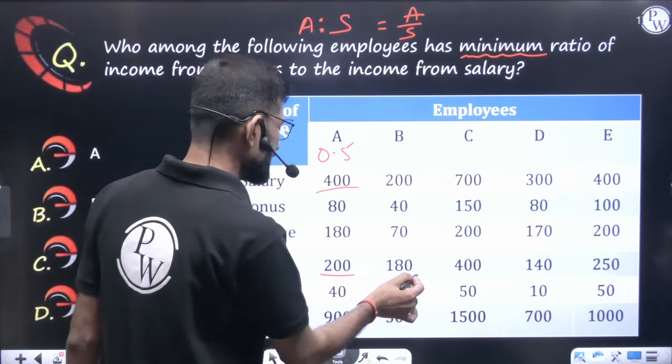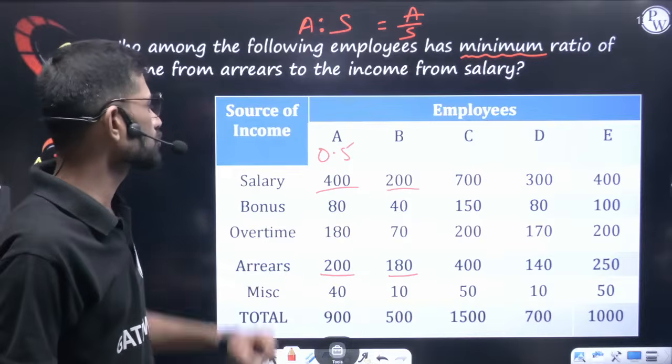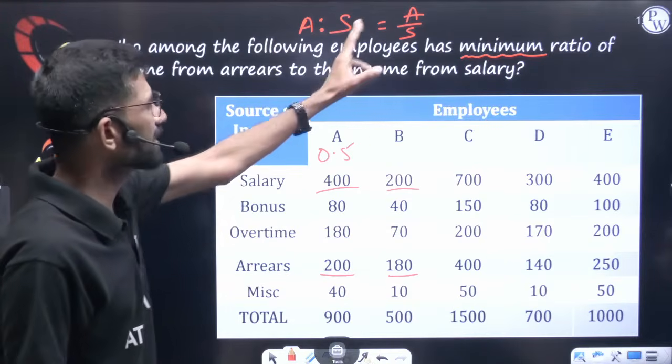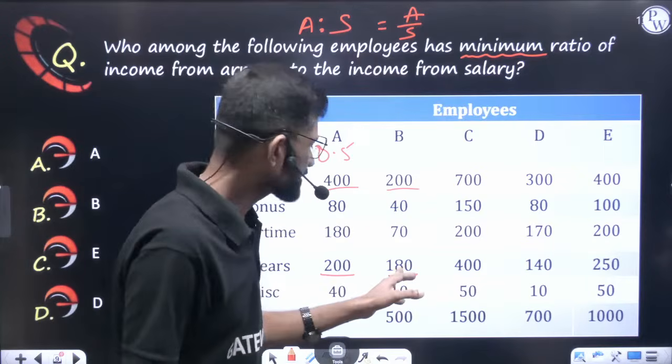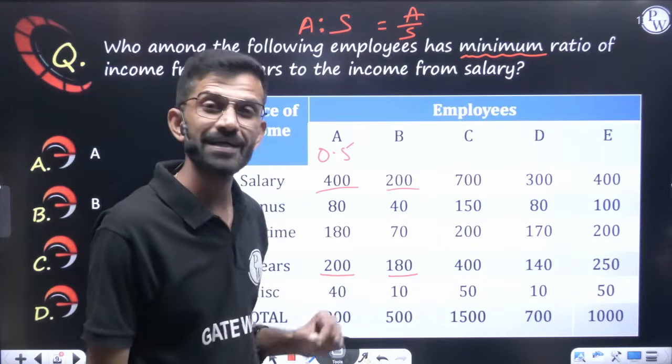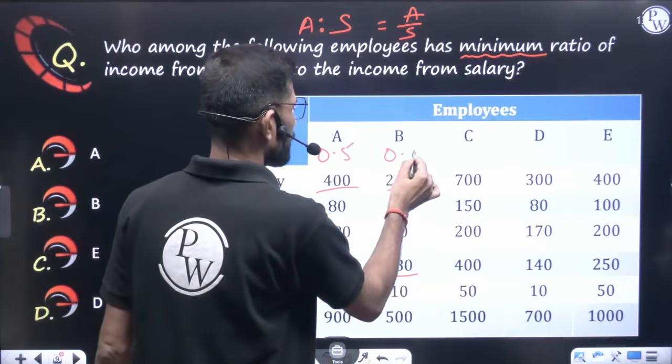B is getting 180 out of 200. Am I right? 180 is the arrear, and the salary is 200. Arrear to salary, so 180 by 200. Let us make this half, 90 by 100. 90 by 100 means it will be coming 0.9.